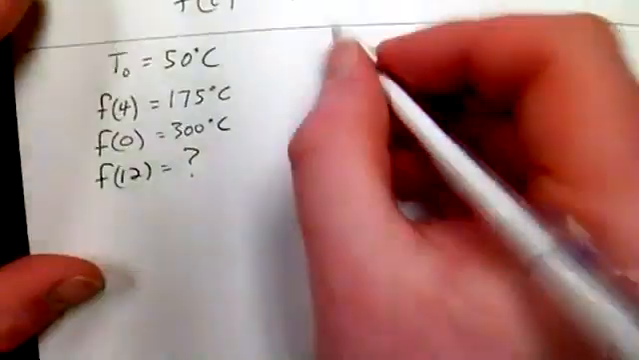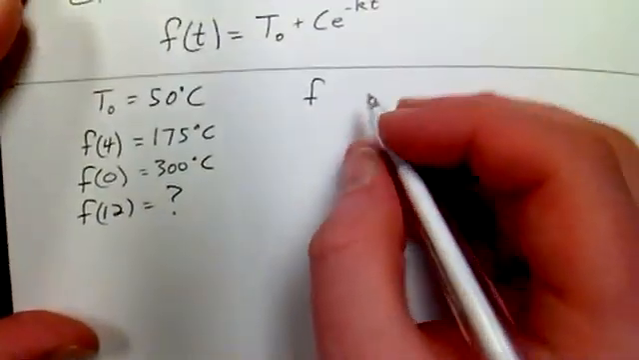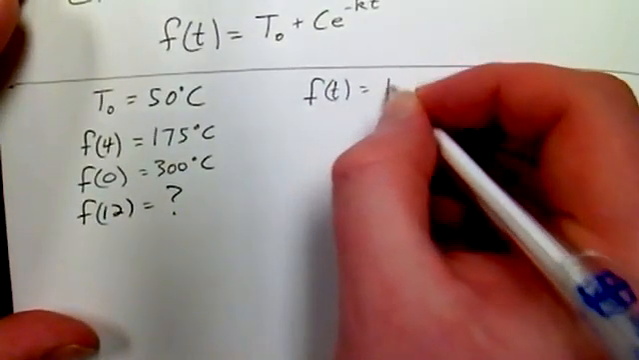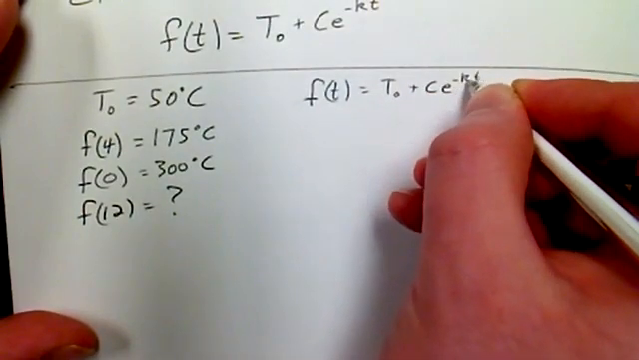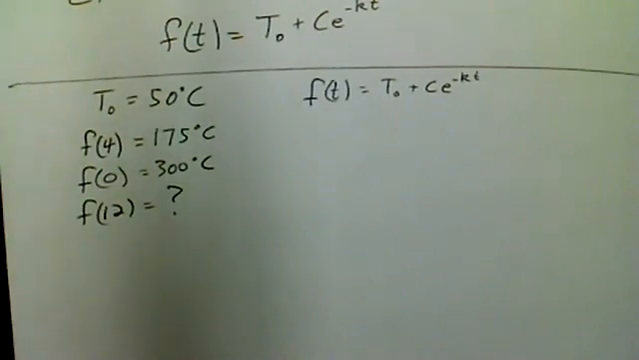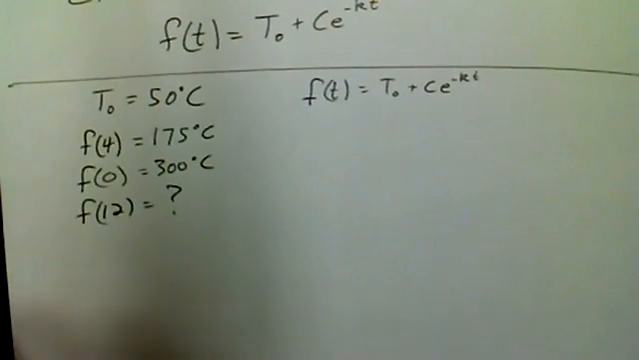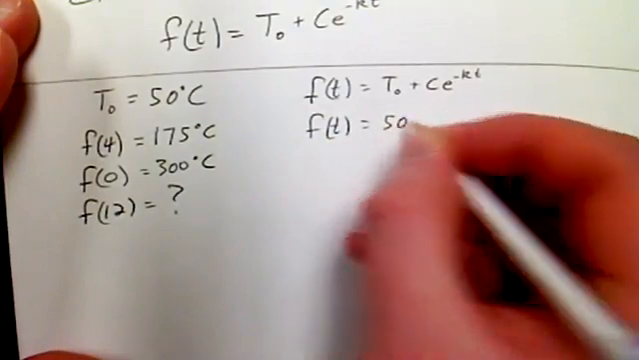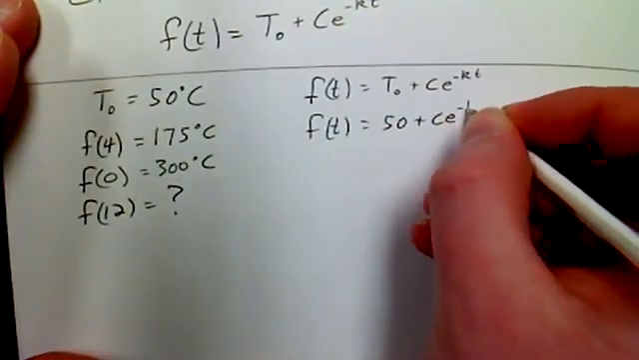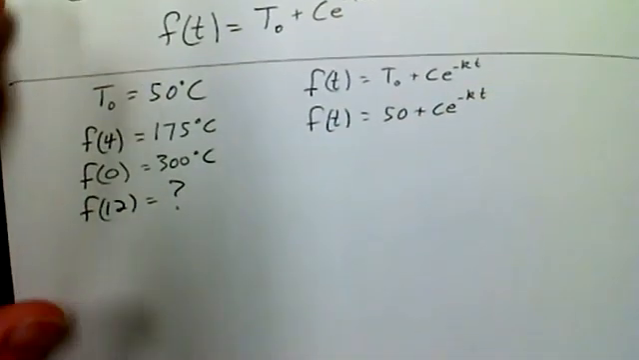Let's start with our model. That's F of t equals T sub 0 plus C e to the negative kt. To figure this out, I have to plug everything in, determine K, and then plug in 12 for t, because this is a function of time. First of all, I know what T sub 0 is. F of t is equal to 50 plus C e to the negative kt. Nothing too hard so far.